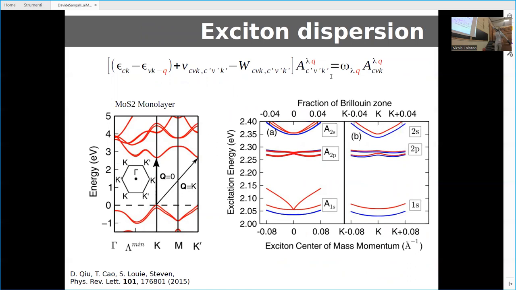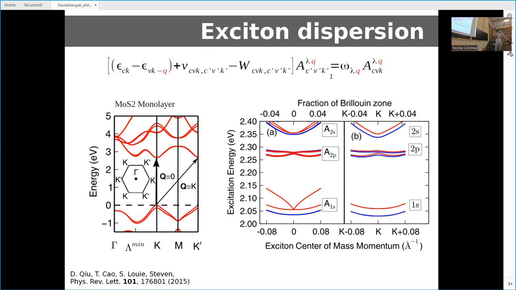Another recent achievement of the Bethe-Salpeter approach is to solve the Bethe-Salpeter equation at finite momentum. So this time you're not just describing a vertical excitation where an electron is promoted from valence to conduction, but a finite-momentum excitation where the electron and the hole have a different momentum. And this gives you a dispersion for the excitonic peak. So this is the bound peak of molybdenum disulfide, and there is a dispersion. This is the dispersion of the dark exciton, and this is the dispersion of the bright exciton.